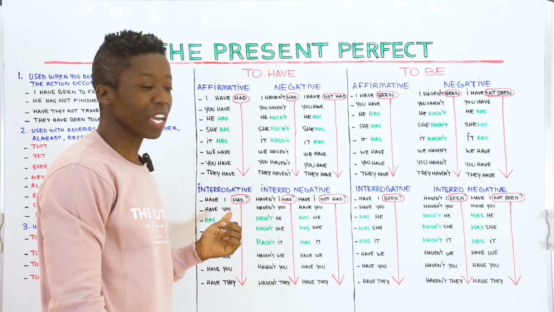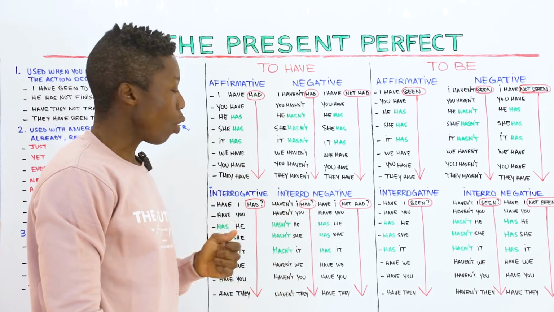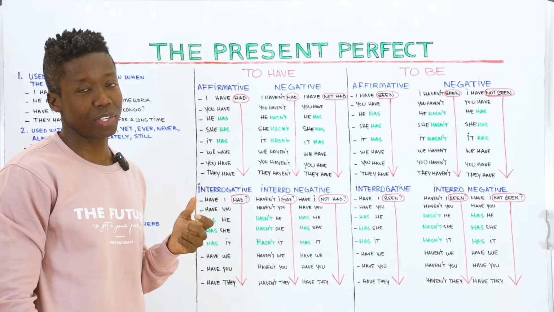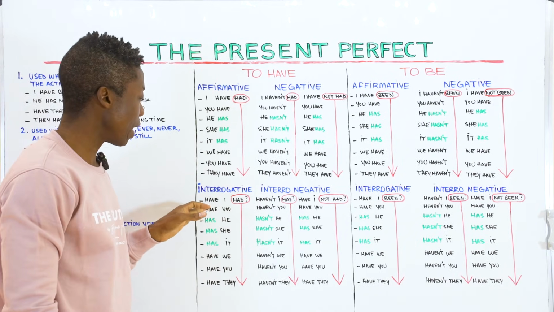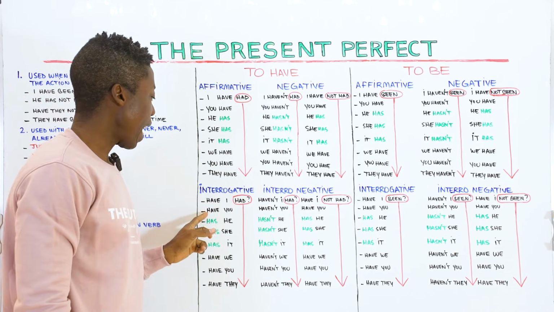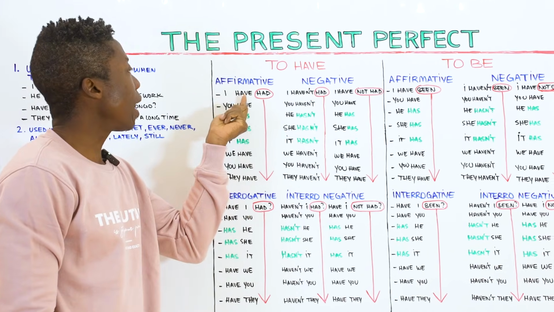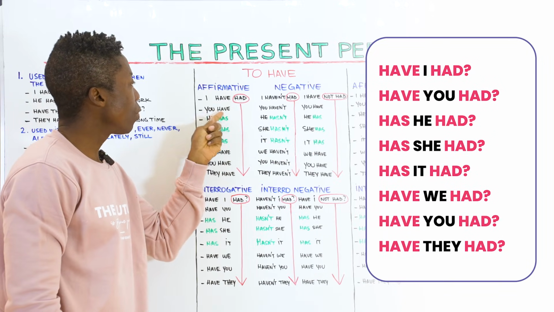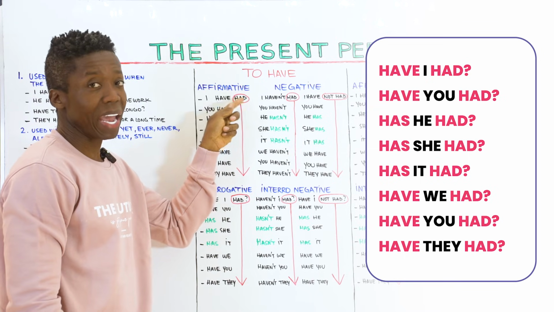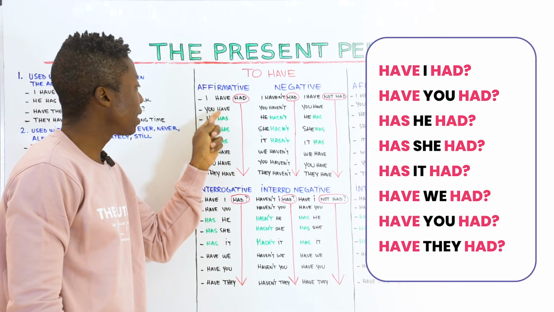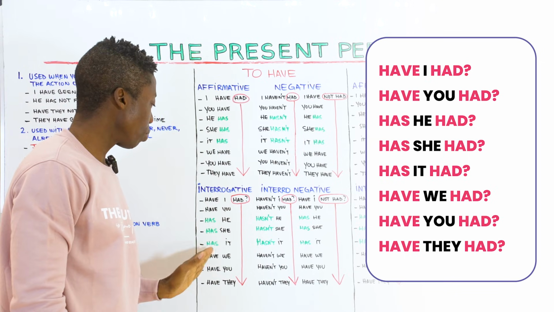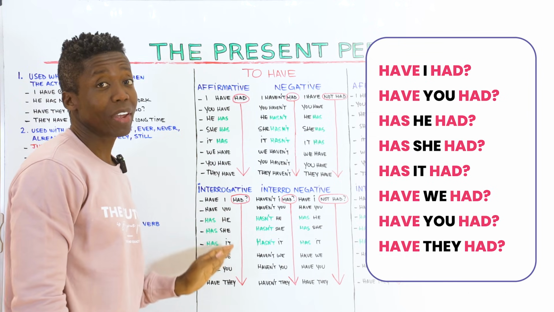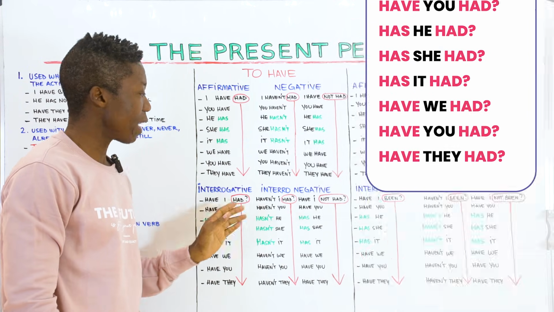Now let's look at the interrogative form. I always say that to ask a question, you start with the auxiliary. Always. If you want to ask the question, start with the auxiliary. Have I had, have you had. Ça, ce n'est que ça inversé. Donc, I have had, c'est have I had, you have you had. Vous voyez, he has he had. Donc, c'est exactement la même chose. Has he had, has she had, has it had, have we had, have you had, have they had.